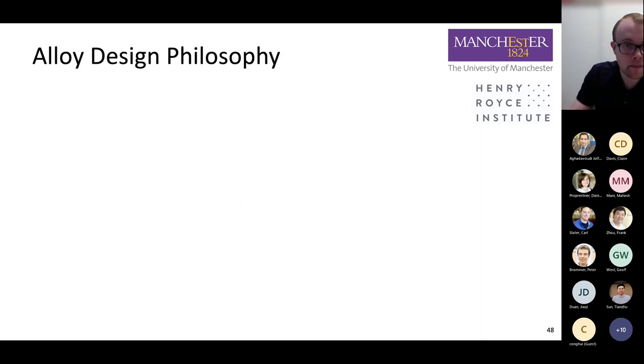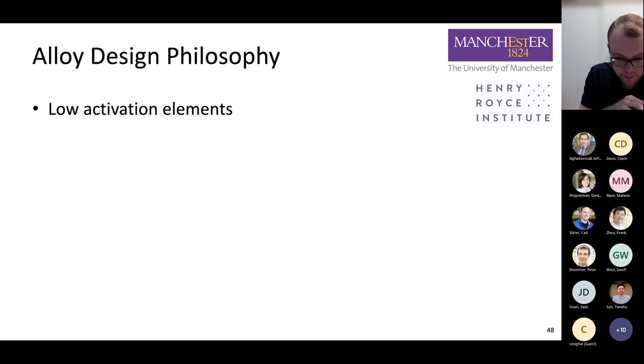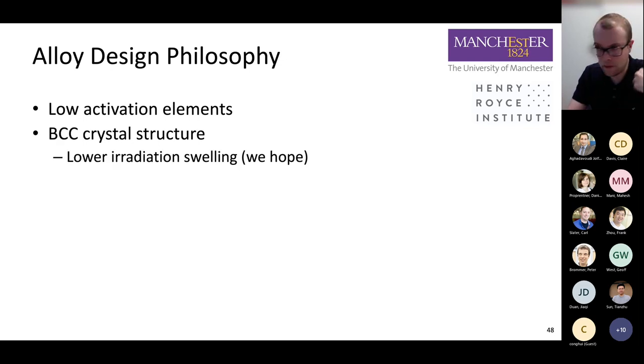Okay, so the design philosophy that some of my students have adopted follows on from what we just discussed about face center cubic and body center cubic high-entropy alloys. We've used low activation elements. We've looked at body center cubic crystal structures.